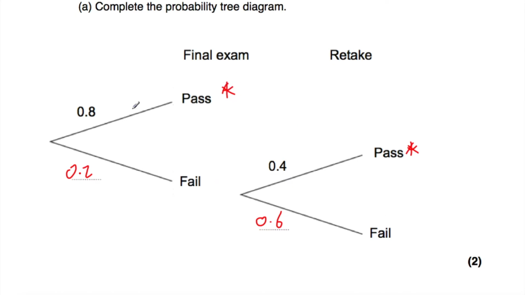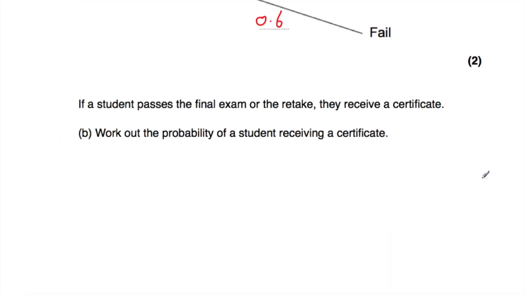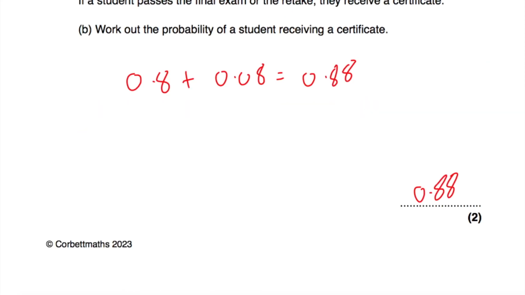So we want to find this probability, which is actually just 0.8, and we want to find this probability here of a fail and a pass. So a fail and a pass, we're going to multiply these probabilities together. 0.2 multiplied by 0.4 would be equal to 0.08. So that's either this option or this option. So we can just add them together. So that would be 0.8 plus 0.08 is equal to 0.88. So that's the probability of a student receiving a certificate, 0.88. And that's it.